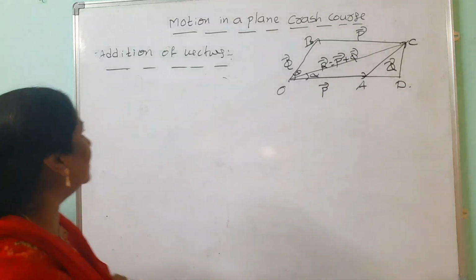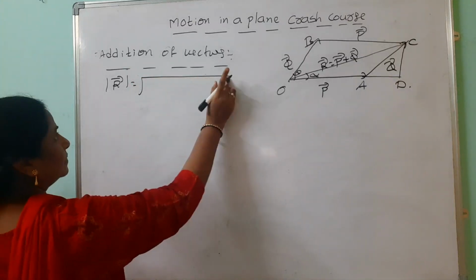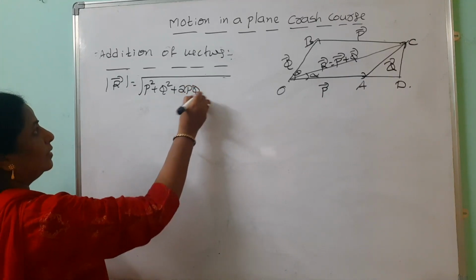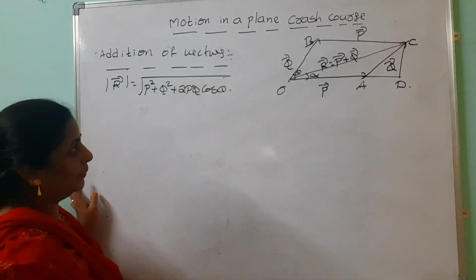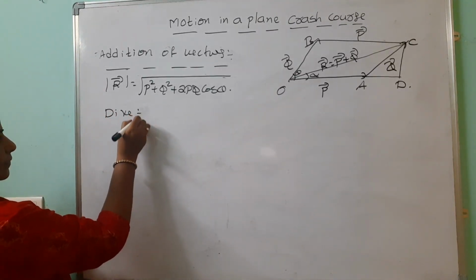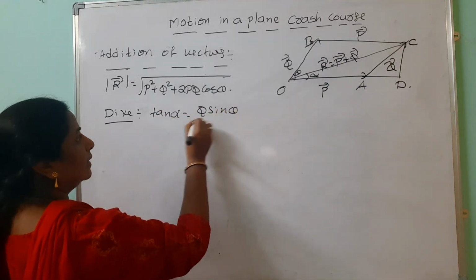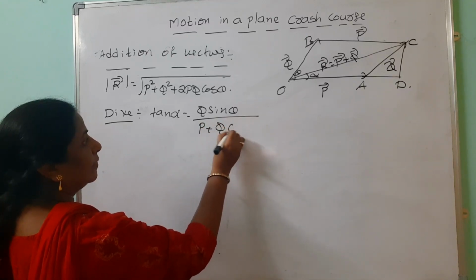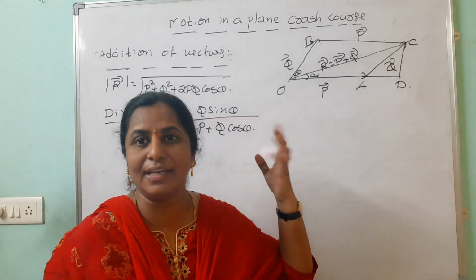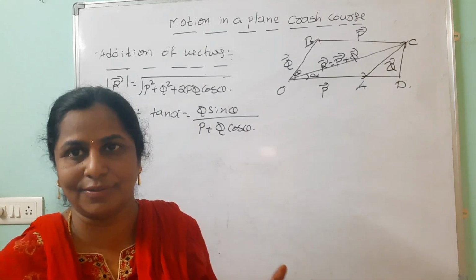And you know the formula for magnitude, that is R bar equals under root P square plus Q square plus 2PQ cos theta. This is the formula. Okay. Then the direction formula is tan alpha equals Q sin theta by P plus Q cos theta. If you know these two formulas, you can do any type of objective question belonging to the parallelogram law of addition of vectors. A few applications we want to discuss now.